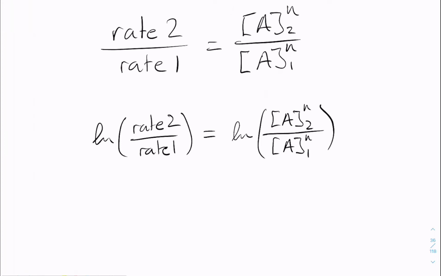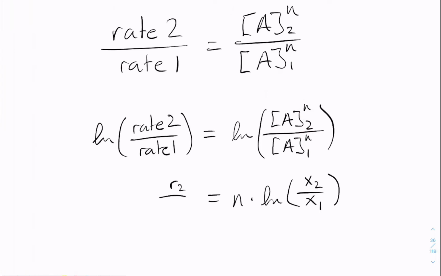If I take the natural log, now, this is a rule of logarithms. Since these are both raised to the same n, I can pull the n out of the log. So n times the natural log. Is everybody okay if I replace these with x? That'll speed things up a bit.